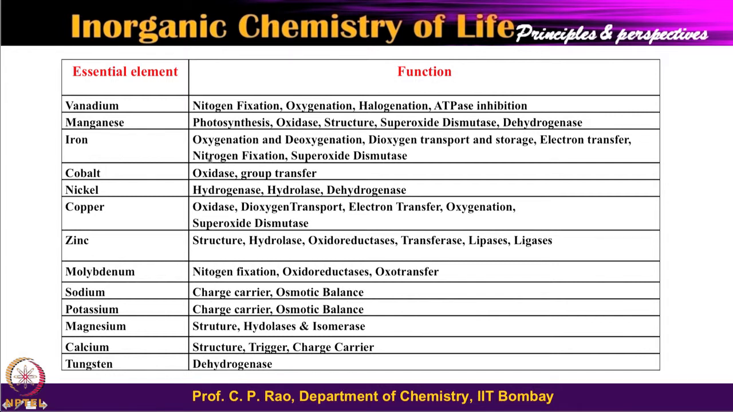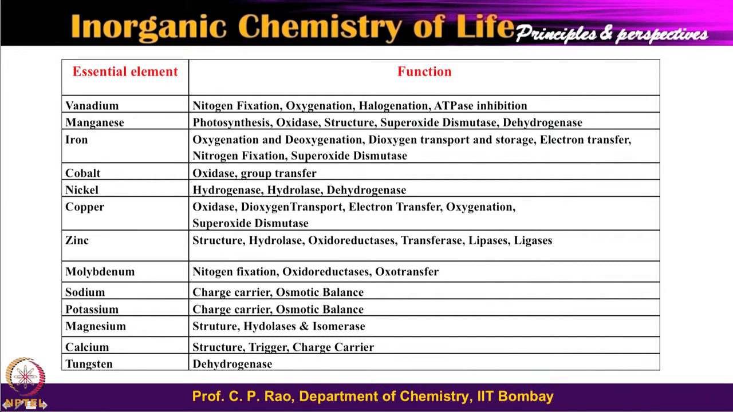I will be bringing some highlights anyhow. In the cobalt case, it is mainly cobalt in the form of vitamin B12, which does group transfer reactions. In nickel, we have looked at urease, which is a hydrolytic one. Then we have looked at hydrogenase, and we have looked at dehydrogenase enzymes too. Copper is another one where too many proteins and enzymes are there. So, oxidase, dioxygen transport, electron transfer, oxygenation, superoxide dismutase, a variety of things are there. And zinc, though it is a non-redox metal ion, the kind of reactions that it does is the total spectrum. So, you have hydrolase kind, oxidoreductase kind, transferase kind, lyase kind, ligase, all of these kinds of things.